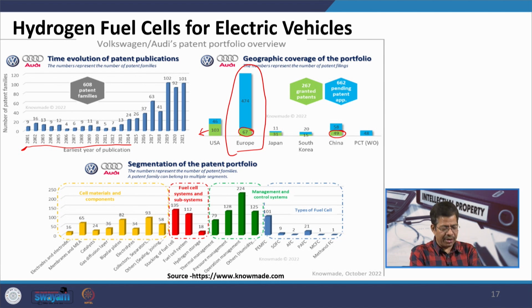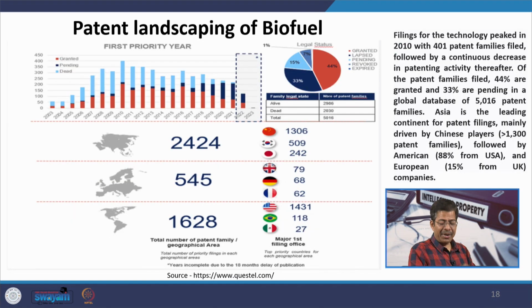This is also part of your PLR report, where you have the different types of fuel cells, their control systems, their systems and subsystems, their materials and components, and their names are also written at the bottom of this particular diagram. So, this gives you a very broad complete overview. I will recommend that you use some of these patent landscaping on your own, and you will find some very interesting results.